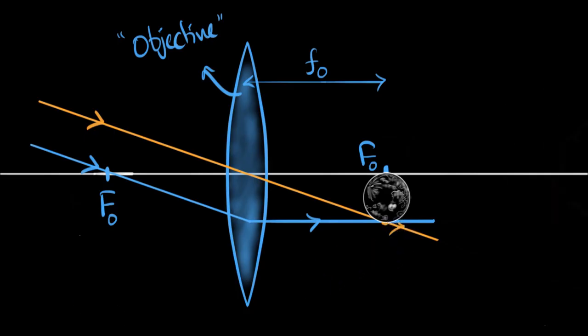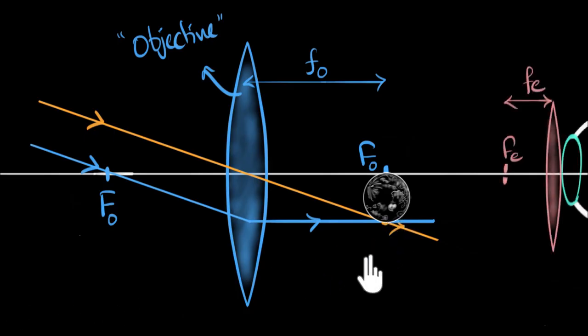So let's bring in our magnifying glass. So here's our magnifying glass. We usually call this the eyepiece because it's kept very close to our eyes. And let's say its focal length is FE. We're writing that so that we can distinguish between these two focal lengths.